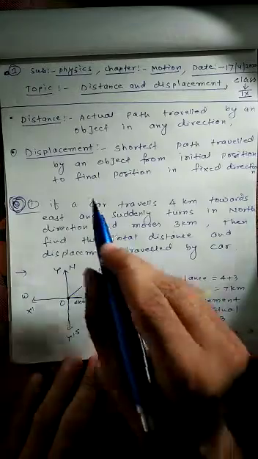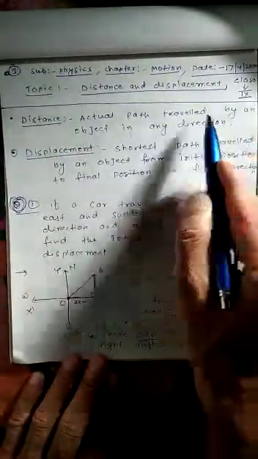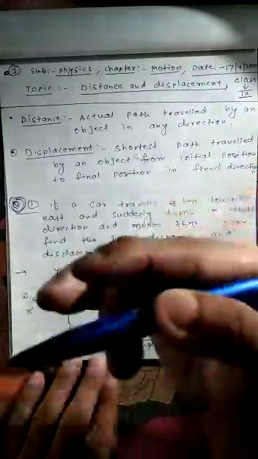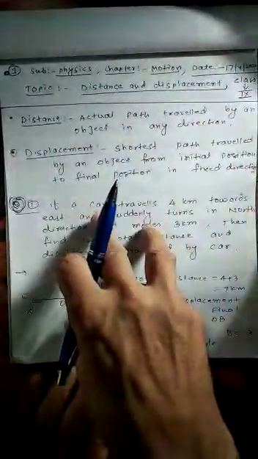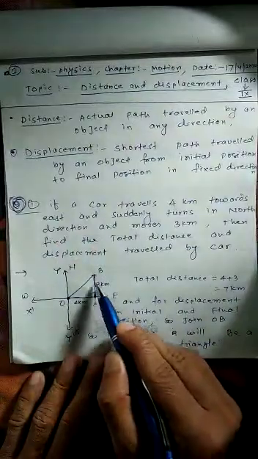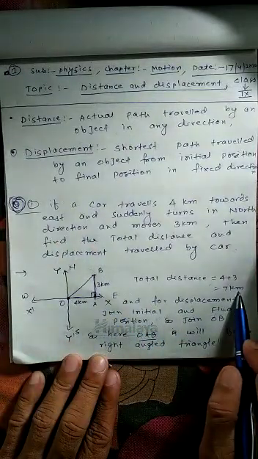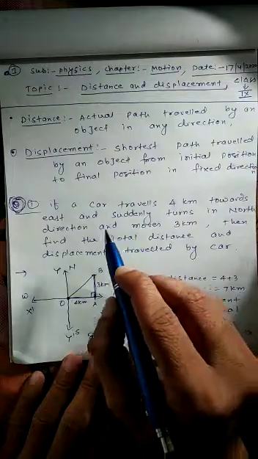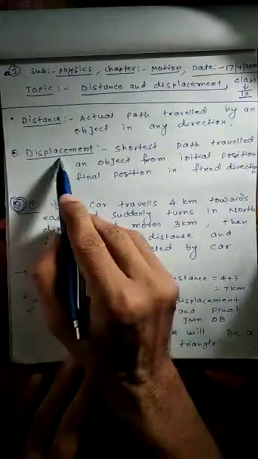Then total distance is what? Actual path traveled by an object in any direction. किसी भी direction में object जा रहा है, सब path को क्या करेंगे हम? Add कर देंगे. So simply add this. Total distance कितना हुआ? 4 km. This is 3 km. Add what? 7 km.